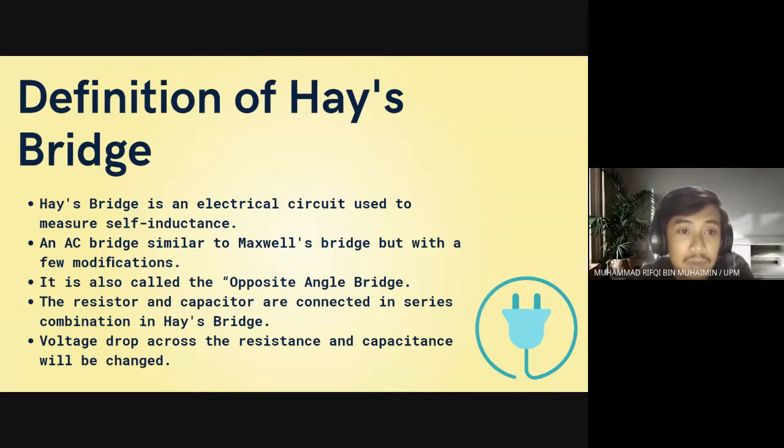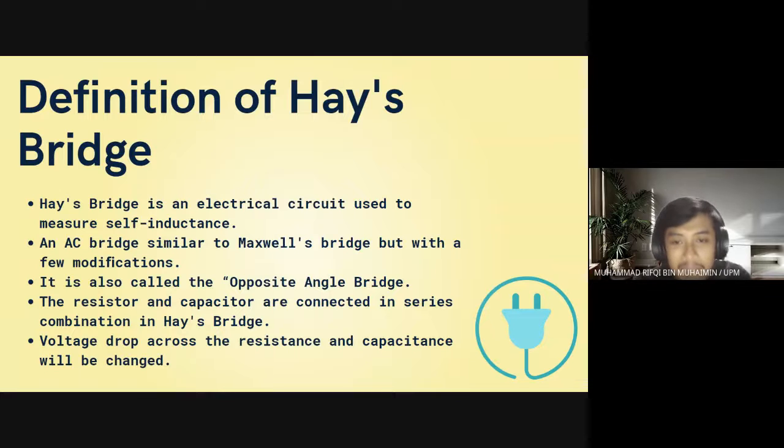I will explain about the definition of Hay Bridge. Hay Bridge is an electrical circuit used to measure self-inductance. It is an alternating current, AC, bridge similar to Maxwell Bridge, but with a few modifications. Hay Bridge also has the same function, which is to measure unknown inductance and resistance. Hay Bridge is also called the opposite angle bridge.